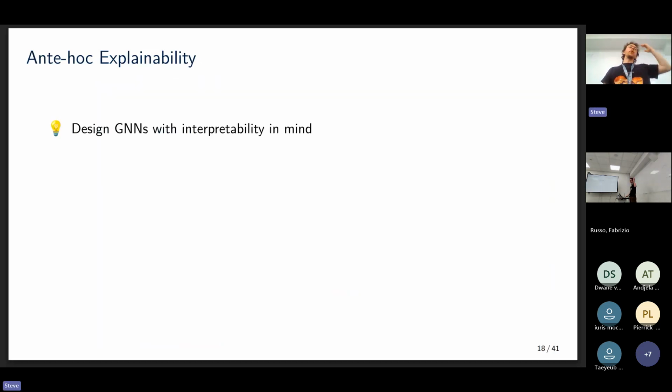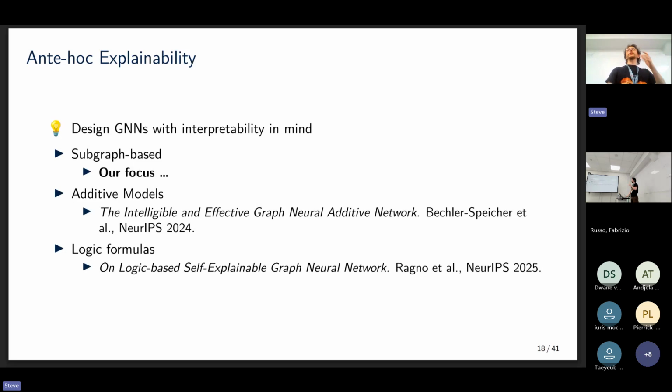And so this brought a wave of new approaches that, instead of tackling the task of explaining a trained GNN, targeted the design of novel models, of novel architectures that have interpretability in mind, that are often referred to as anti-hoc models or self-explainable models. Again, there can be different categories in which you may want to build your anti-hoc GNN. The first one is subgraph-based, which will be our focus. There can also be other approaches like additive models or, again, logic formulas. But we will focus on the first one.